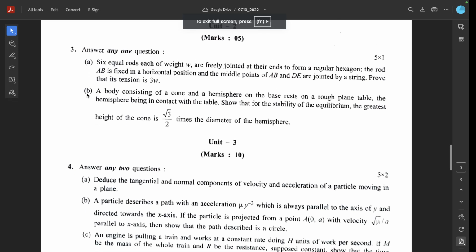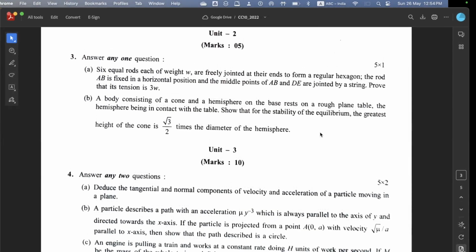Question 3b. A body consisting of a cone and a hemisphere on the base rests on a rough plane table, the hemisphere being in contact with the table. Show that for stability of the equilibrium, the greatest height of the cone is root 3 by 2 times the diameter of the hemisphere.